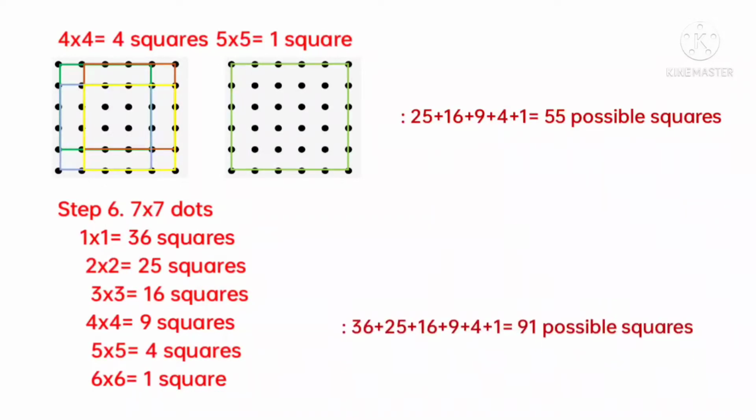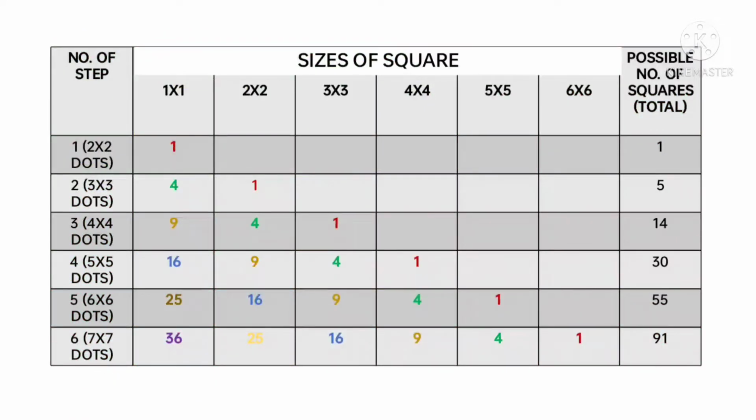So, the possible squares that we can draw from it is 36 plus 25 plus 16 plus 9 plus 4 plus 1 is equal to 91 possible squares sa 7 by 7 dots. Now, we list all the squares that we draw into the 6 steps that we have. So, present ko siya using a table.